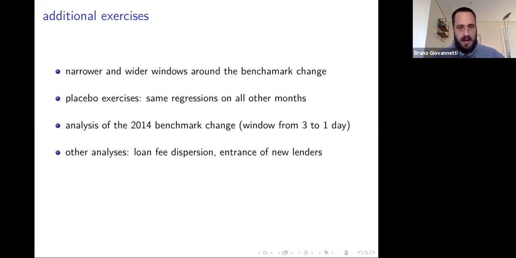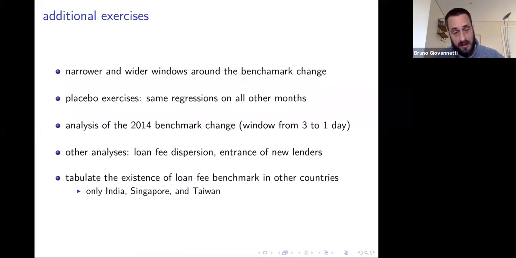And we do other analysis, like we look at loan fee dispersion and the entrance of new lenders. And this is nice too. We tabulate the existence of loan fee benchmarks in other countries. And we find that only 3 countries have public loan fee benchmarks: India, Singapore, and Taiwan. Okay. And so it may be good for the market to have a loan fee benchmark, and many countries do not have loan fee benchmarks.